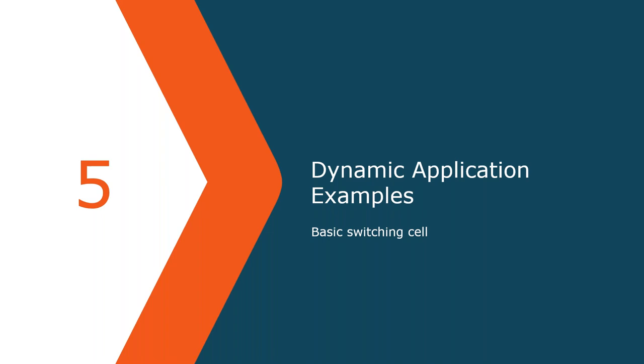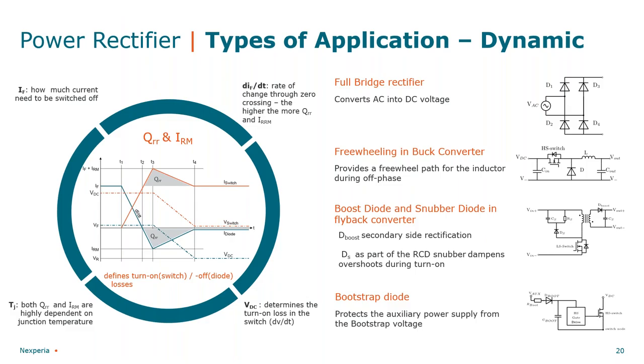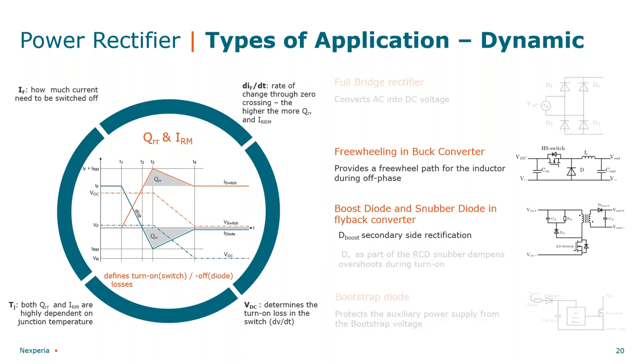Thank you, Hoan. And now this leaves the question open: how these differences between the technologies are reflected in real life applications. So let's start where we left off in the last session. We left off at this slide showing types of dynamic applications where diodes are used. And today we are going to focus on hard switching applications like the buck converter or the boost converter, or in this case, a flyback converter.